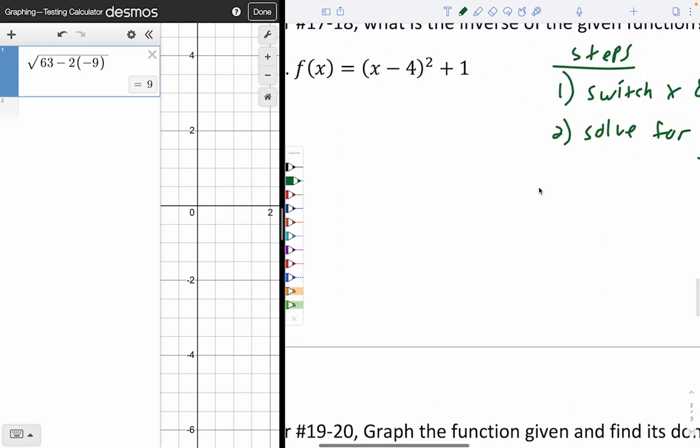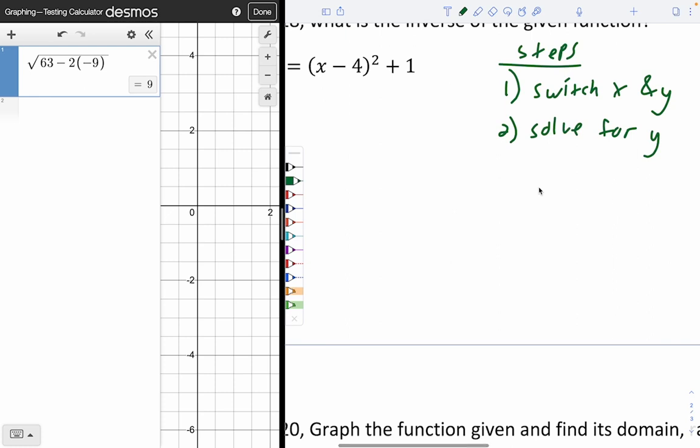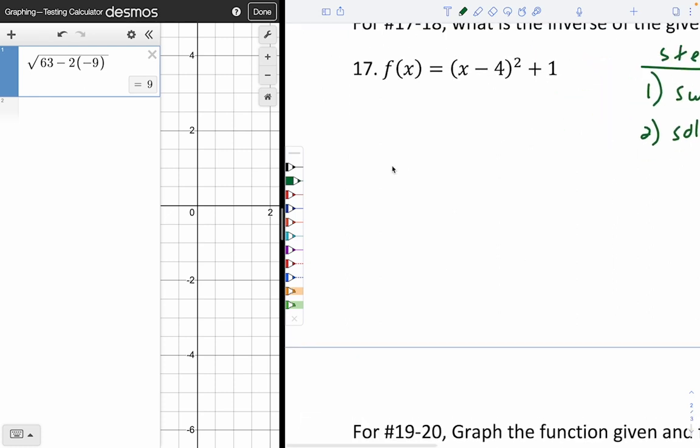Okay, so number 17. First, don't let the f of x throw you off. F of x is just a fancy way of saying y. Okay, so if the f of x confuses you, just replace it with y. Now, step 1 is to switch x and y. So x and y will switch places here. So then I have x equals y minus 4 squared plus 1.